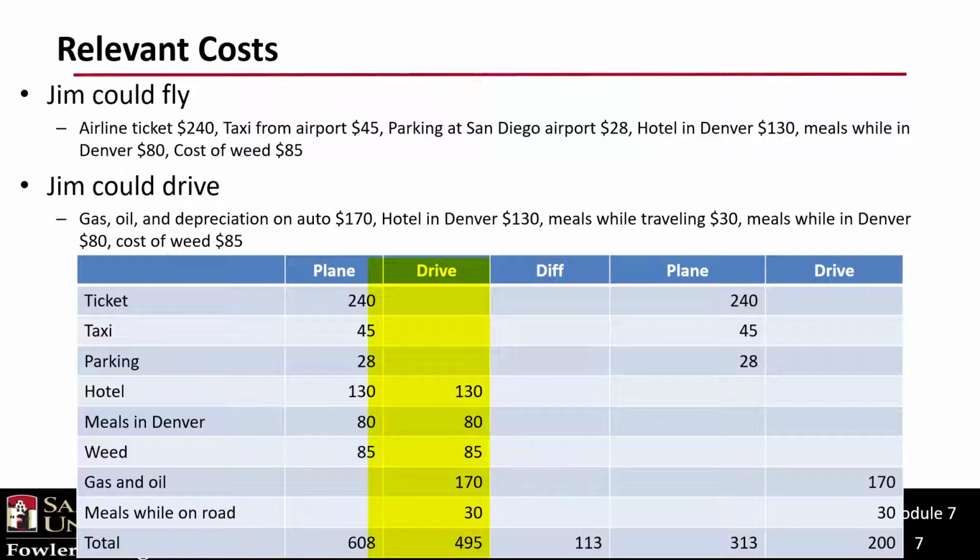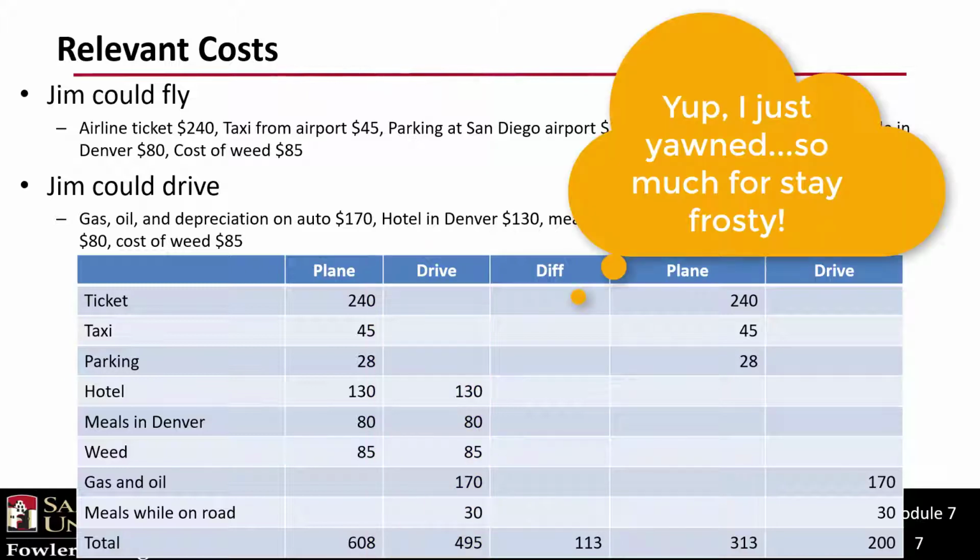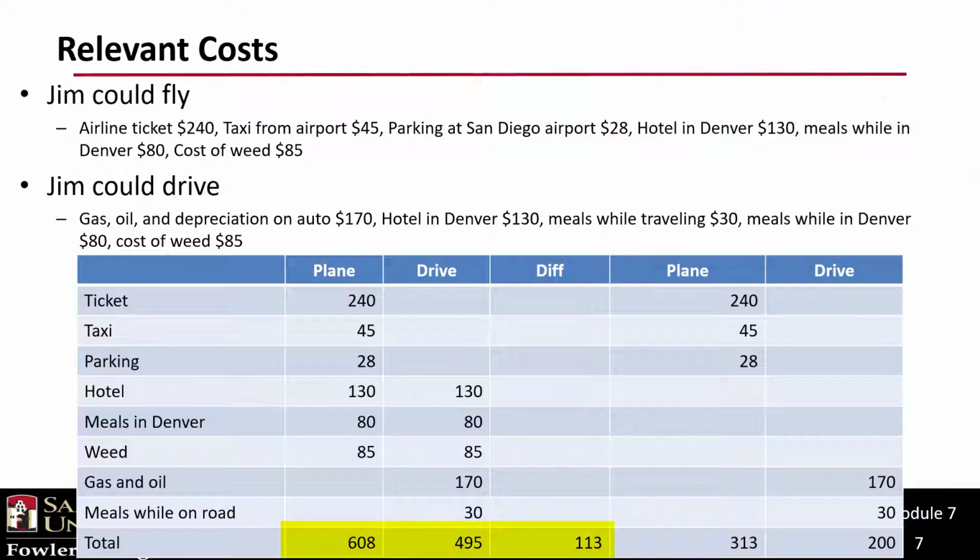And then, of course, if Jim drives, then he's got the hotel, meals, and the weed, but he's also got the gas and oil and the meals while on the road. And so the total cost to fly is $608. The total cost to drive is $495. And you can see in that middle column, the difference is $113.